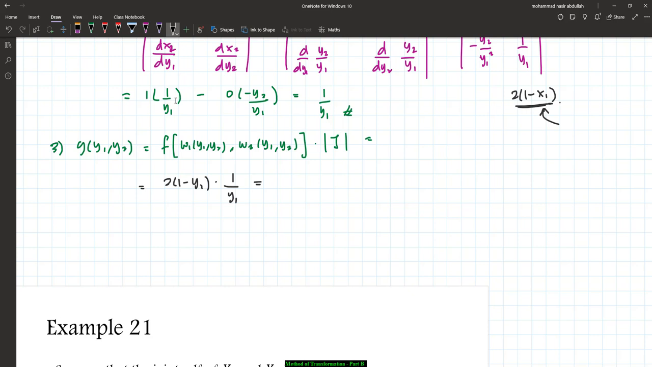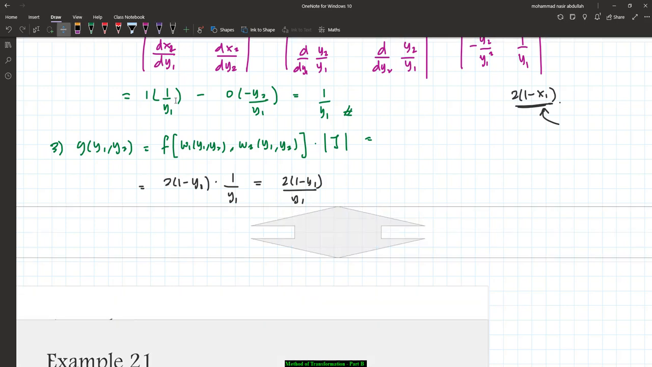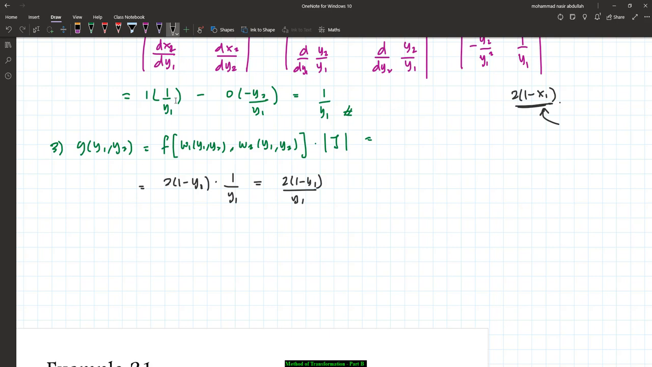So how do we simplify this one? This is y1. No need to simplify too much. 2(1 minus y1) over y1, that's simple, let's leave it like this. Right. So next we have already found the new distribution function. In the original function we only have x1, we don't have x2, so it only contains x1.